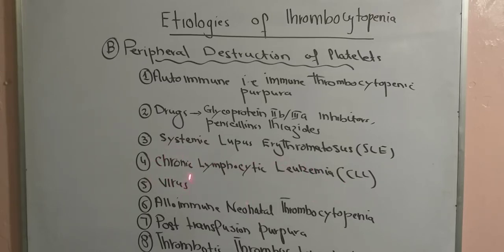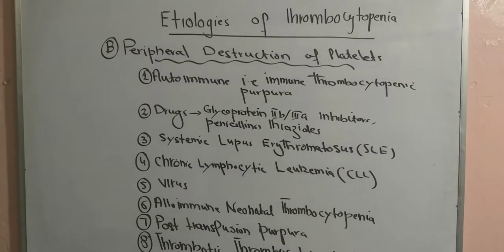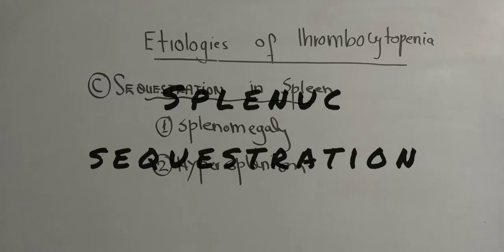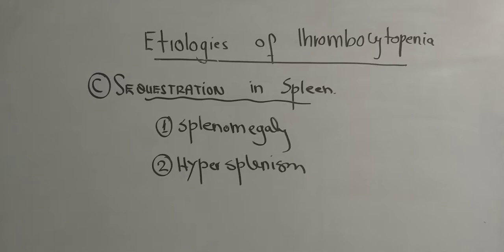There are certain viruses which can cause the peripheral destruction of the platelets. It can be post-transfusion purpura, where when someone is transfused, the blood contains antigen-antibody reactions which can cause the destruction of the platelets and formation of the purpura, or the blood spots underneath the skin. And lastly, it can be thrombotic thrombocytopenic purpura.